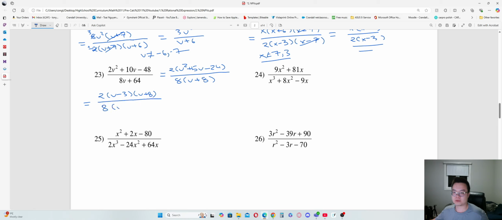So we have v plus 8 here as well. V plus 8, they're the same, we cancel. 2 and 8 I can simplify further. So I'll have v minus 3 over 4. And then I'll have NPVs is v cannot be equal to negative 8.